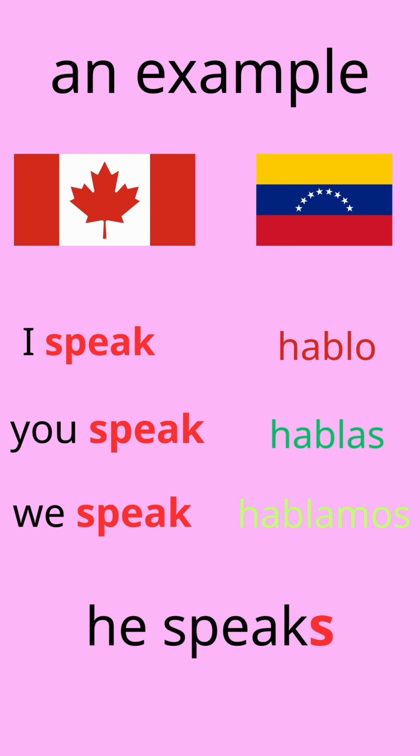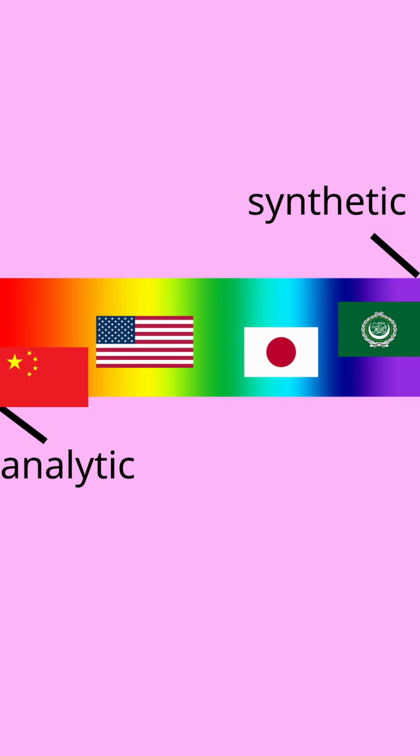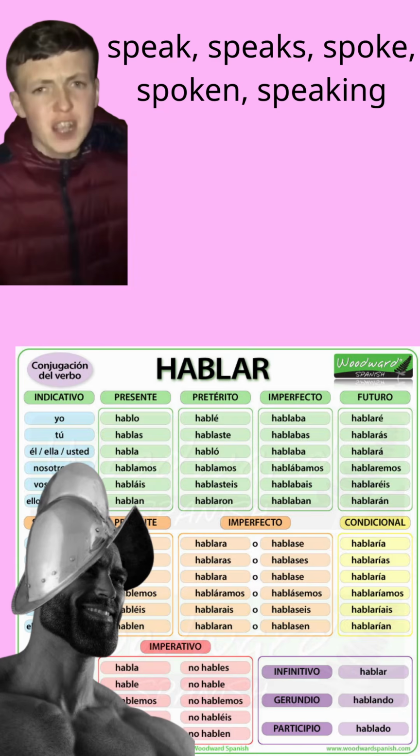Now yes, we add an s to say he speaks and the word sometimes changes, especially depending on the verb tense. But that's because almost no language is fully synthetic or fully analytic, it's a spectrum. For example, English is analytic, but it's less analytic than Chinese, where words don't change at all, there's absolutely no conjugation and no declension. To really see the difference, here are all the forms of the verb to speak in English, and here are all the forms of the verb hablar in Spanish.